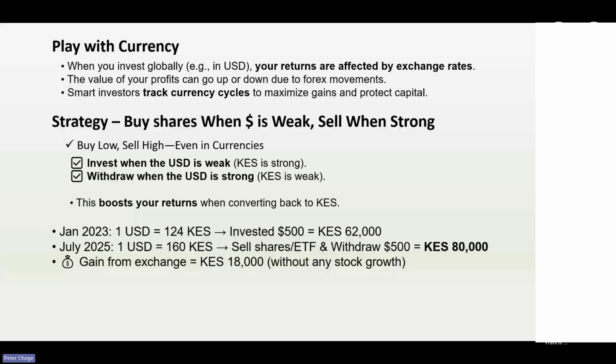So strategy, and I think this is something you can start implementing. When you notice the US dollar is weak against the Kenya shilling, that is, $1 is, let's say, 130, that is the time to deposit and buy, because you get higher USD conversion from your Kenya shillings. Then you sell when the dollar is strong.